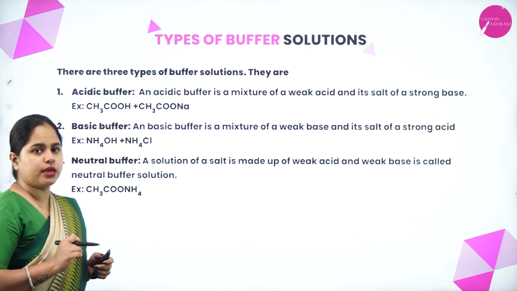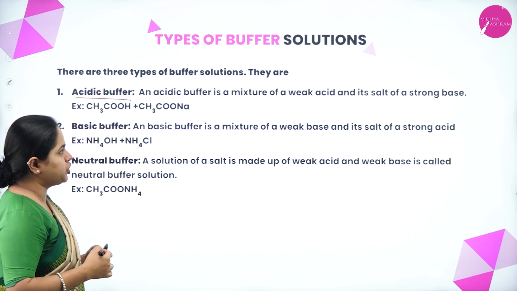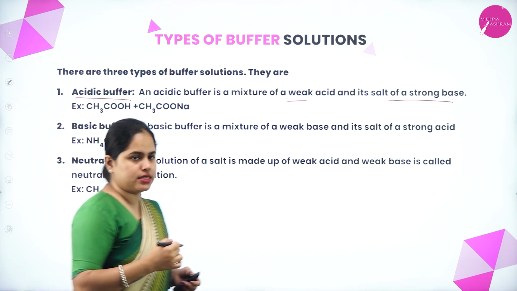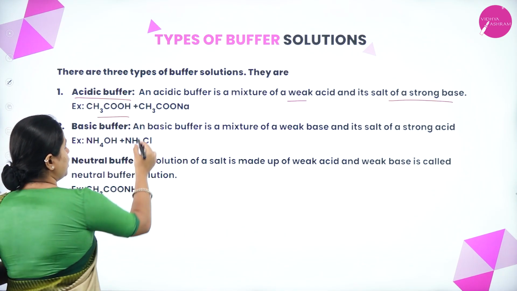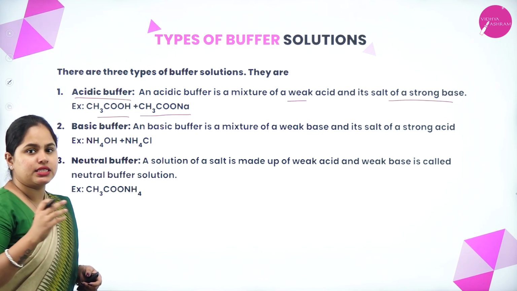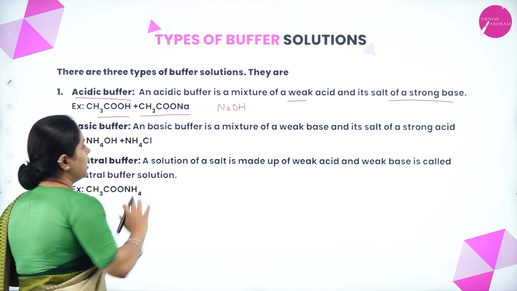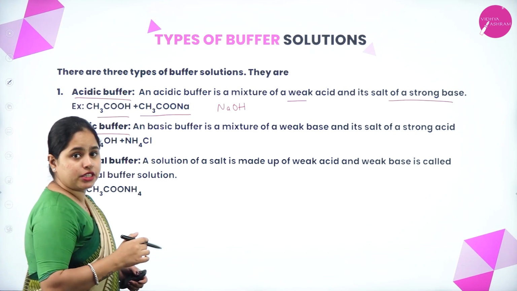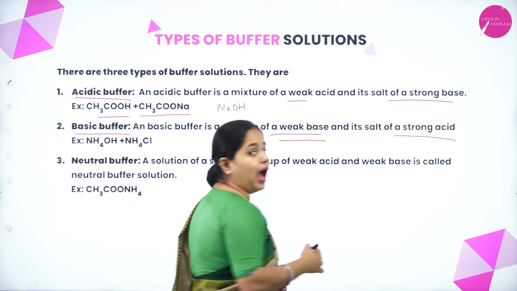Now moving on to the different types of buffer solution. So the first one is acidic buffer. An acidic buffer is a mixture of a weak acid and its salt with a strong base, right? So as you can see, CH3COOH is a weak acid, and you have CH3COONa, which is a salt which is formed with a weak acid and a strong base. Which is the strong base here? NaOH. Okay, so this is an acidic buffer example. Now you have basic buffer. Basic buffer is a mixture of, yes, a weak base and its salt with a strong acid, right?